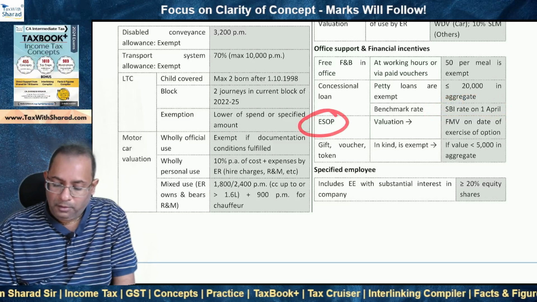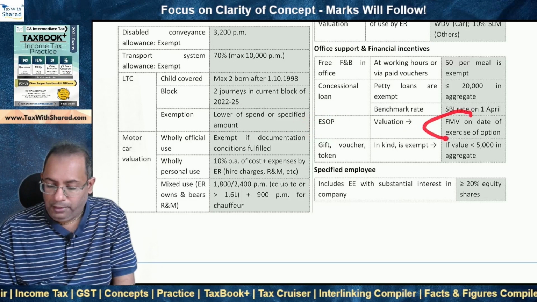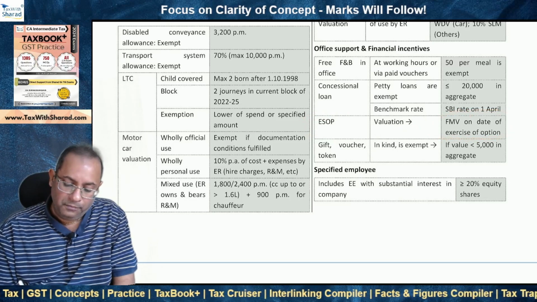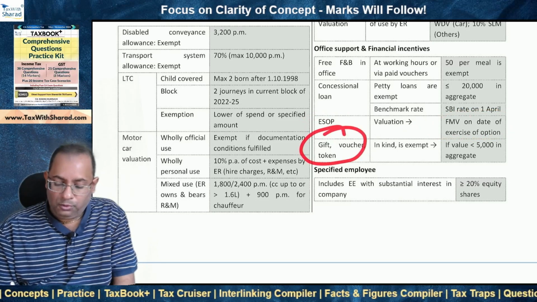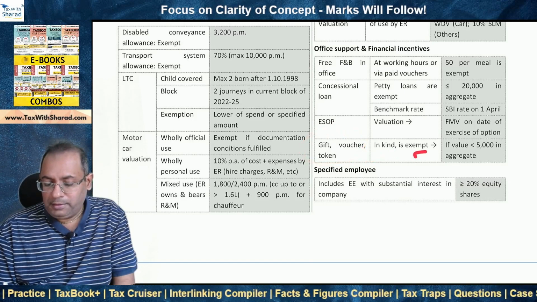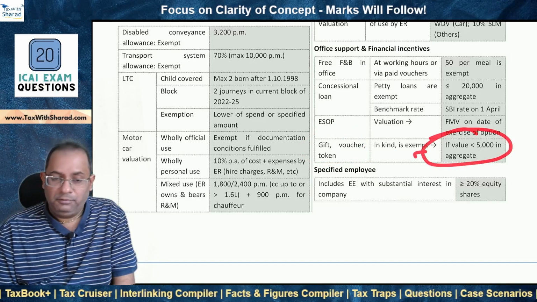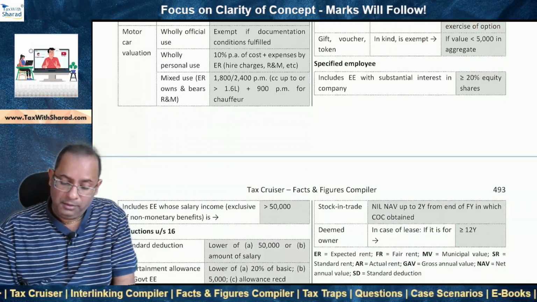In the case of ESOP, how do we value? The value is fair market value on the date of exercise of option. In case of gift voucher or token, which is in kind, it is exempt if the value is less than 5,000 in the aggregate in the previous year.